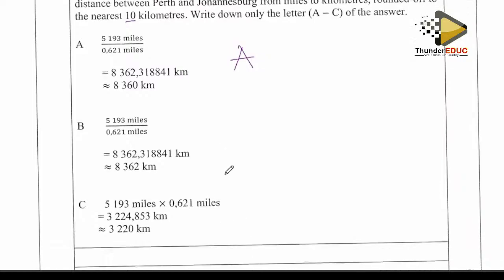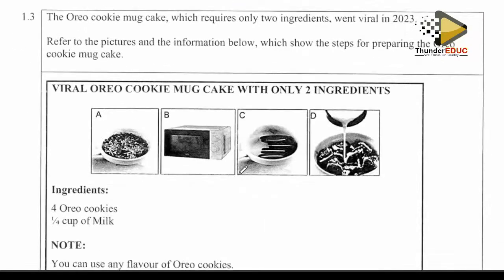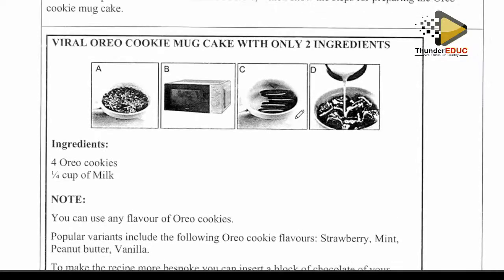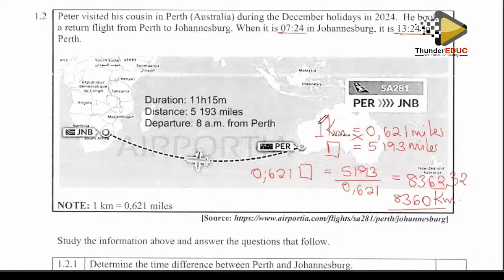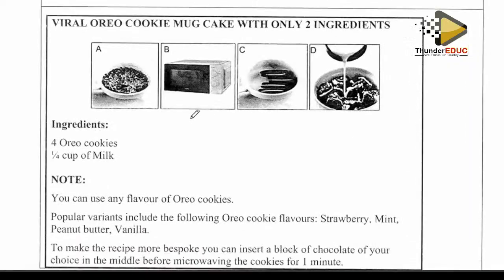All right, we continue to question number 1.3. Oreo cookie mug cake, which requires only 2 ingredients, went viral in 2023. Refer to the pictures and the information below, which show steps for preparing the Oreo cookie mug cake. Okay, this is what we have. A, B, C, D. Those are the images that have been given to us.